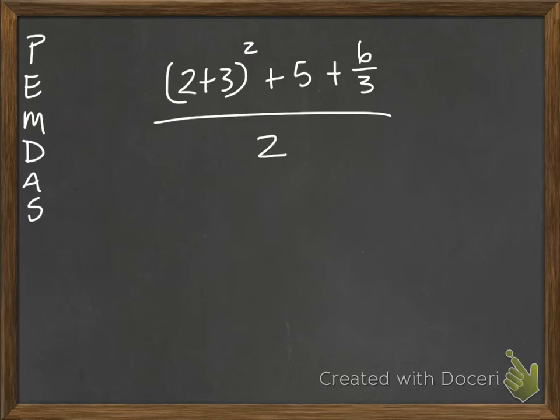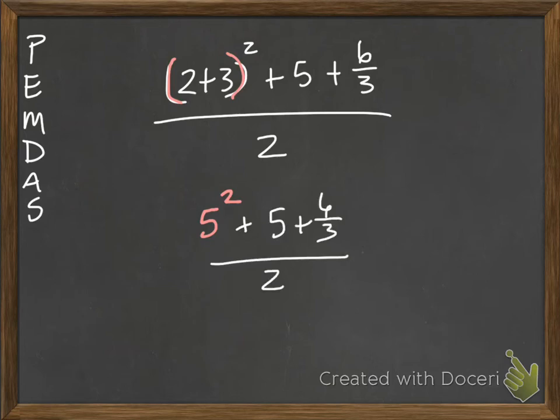So the first thing I do is I go, okay, well, I can't just attack all of this at the same time. I need to go in order. So my first thing I need to look at is my parentheses, so that's here. So I'm going to add those first. So 2 plus 3 is 5. So now I'm going to say 5 squared plus 5 plus 6 over 3 divided by 2. My next one is my exponent.